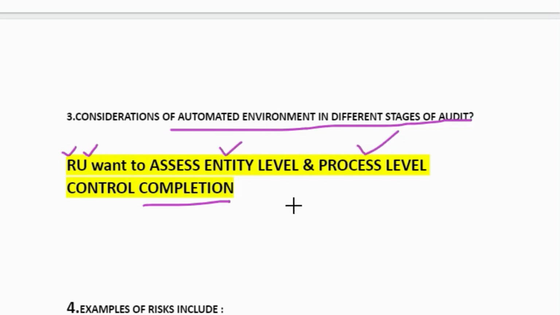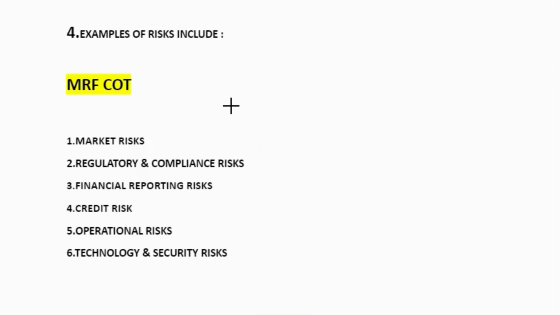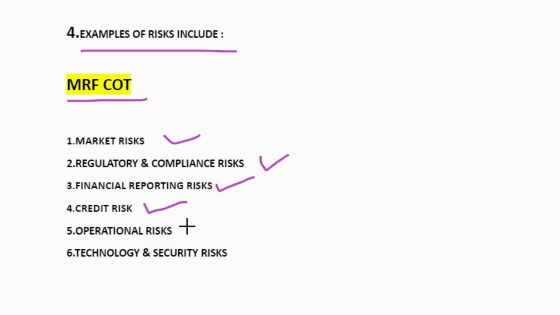Next, last is the reporting stage. So in that completion, testing of reports and information produced by the entity at the completion stage. Next question is risks which an enterprise may face and manage. In that, examples of risks include MRF COT. M for market risks, R for regulatory and compliance risks, F for financial reporting risks, C for credit risk, O for operational risk, T for technology and security risk.